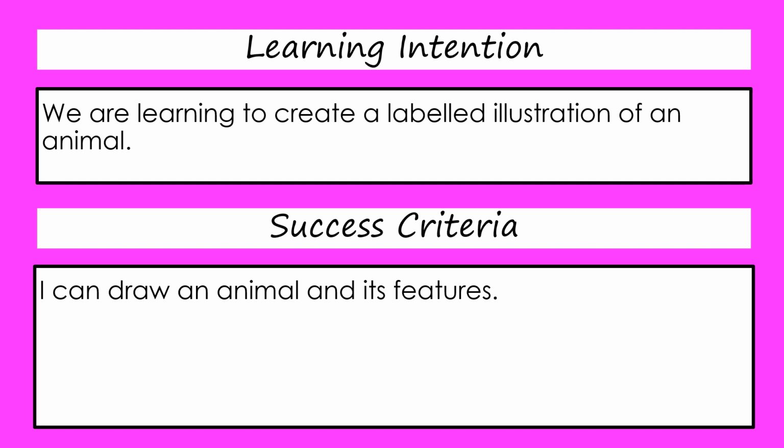Success criteria. I can draw an animal and its features. So you all had a go at drawing an animal, which was a lion today. You drew some of its features and you labeled them as well.